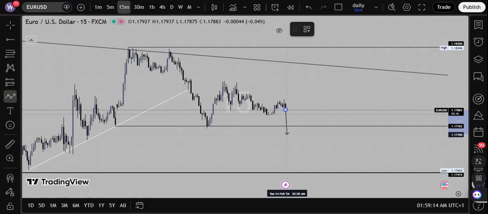Let's say price dips down, right? It breaks that liquidity level, comes back to fill in that FVG, and price will continue rallying down. So this is what I mean by that.